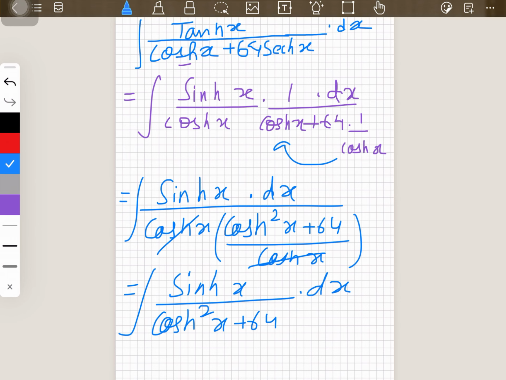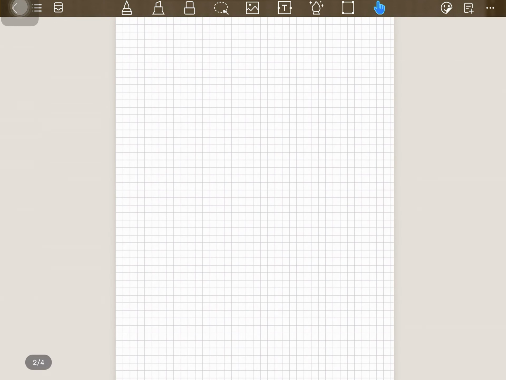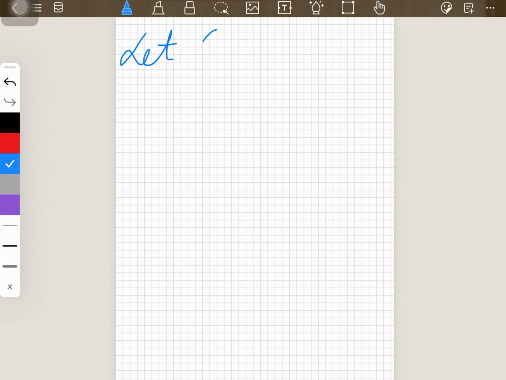So now you must be having some problems. How do we change it? How do we bring this sinh down, or how do we change it into tan and sec? You don't really have to do that. You just have to remember the basics of integration, and that is, if you can somehow get the derivative of the denominator as the numerator, things get very simple. So what we can do is we can let cosh x is equal to p, and let's suppose that.